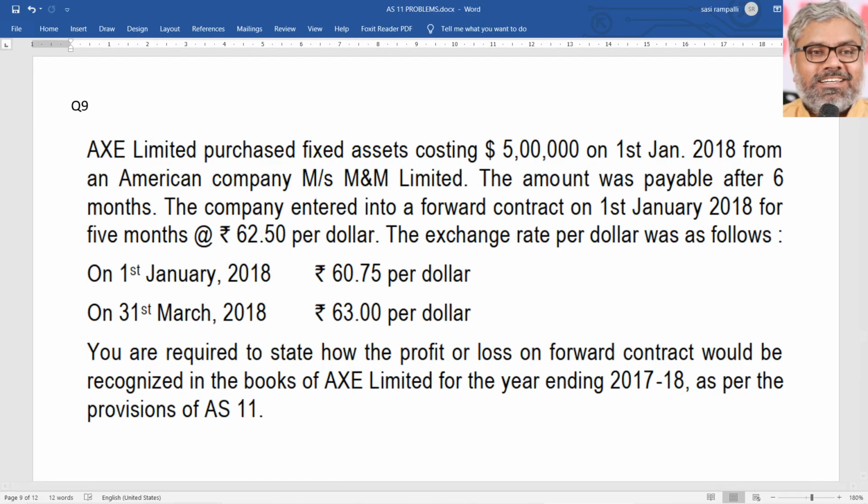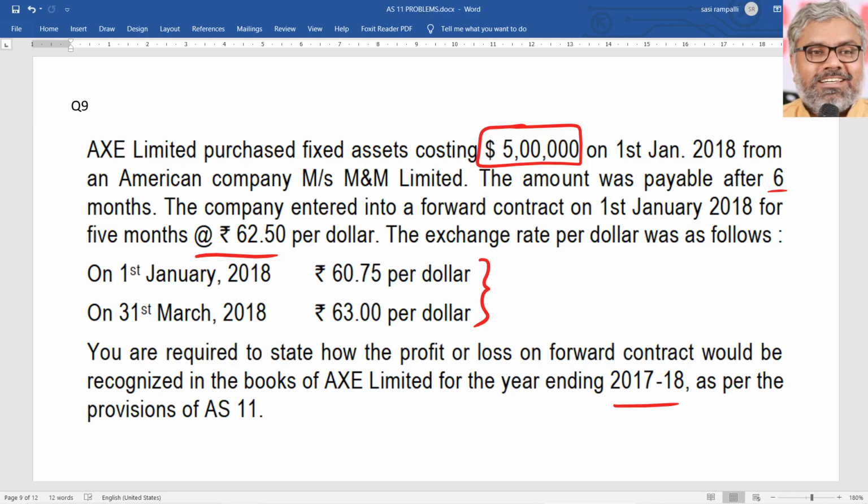Then another question, a similar one. AXE Limited purchased fixed assets costing $5 lakhs on 1st January 2018 from an American company, M&M Limited. Amount was payable after 6 months. The company entered into a forward contract on 1st January same 2018 for 5 months at the rate of 62.5 per dollar. The exchange rate per dollar was as follows. On 1st January 2018, 60.75 per dollar. On 31st March 2018, 63 rupees per dollar. We are required to state how the profit or loss on forward contract will be recognized in the books of AXE Limited for the year ended 17-18 as per the provisions of AS 11.